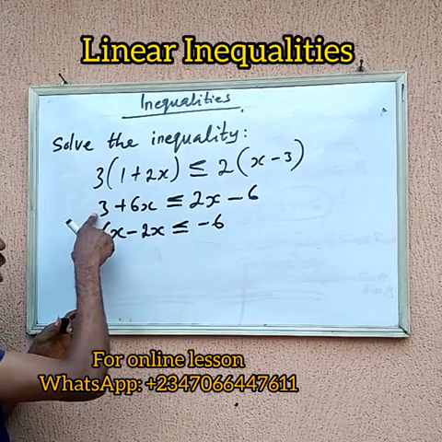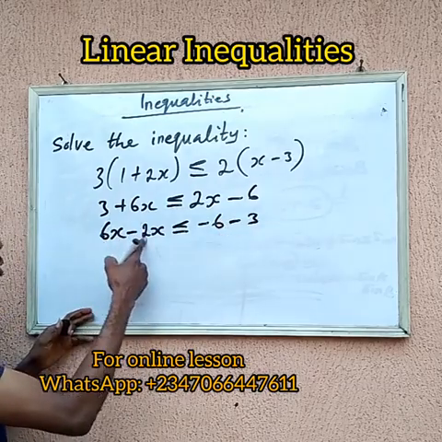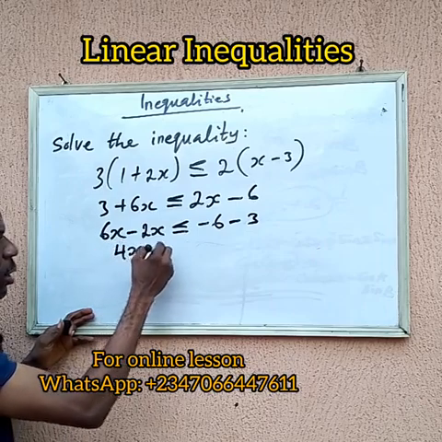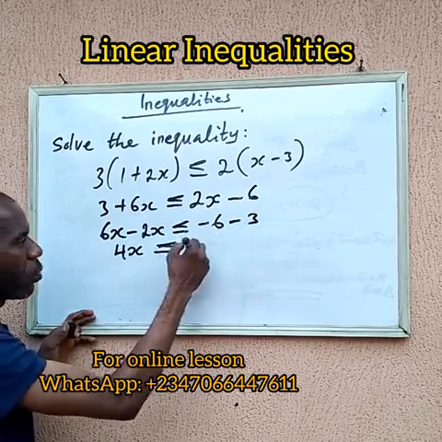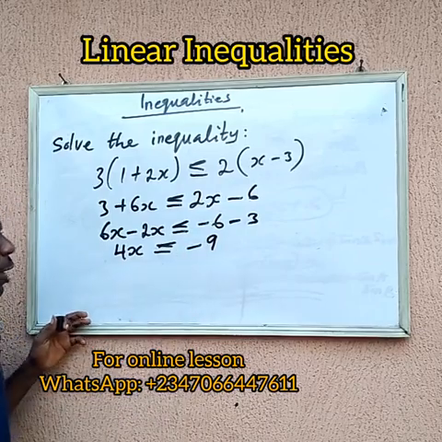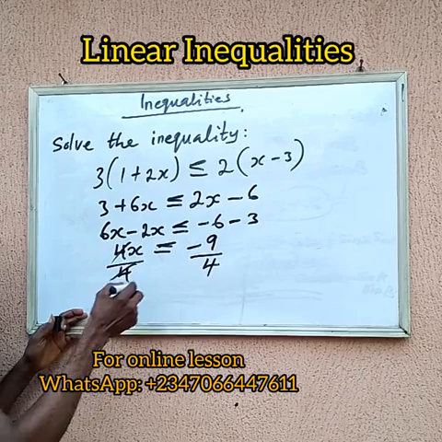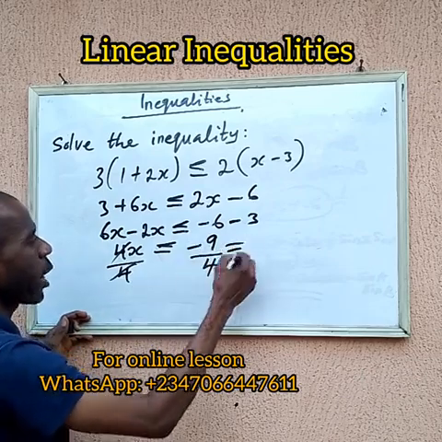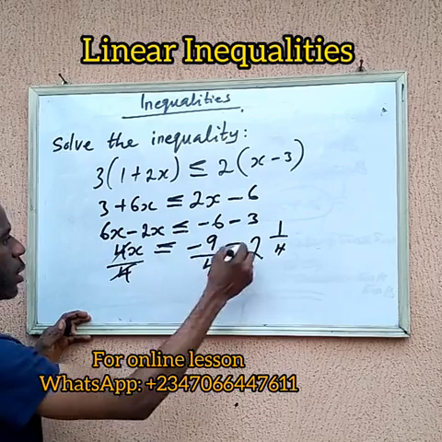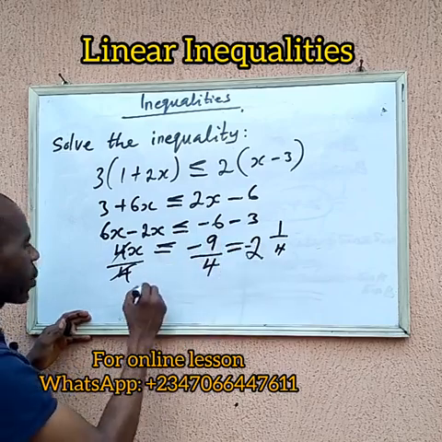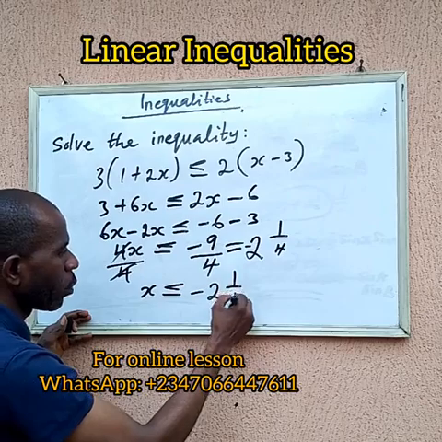Here, 3 is positive. As it crosses the inequality sign, it becomes negative 3. Here, this minus this gives us what? 4x. Then less than or equal to minus 6 minus 3, which is what? Minus 9. So for us to get x, we will divide both sides by 4. This will give us this. Then we are going to have here, 4 can only go twice. That is 2 whole number 1 over 4. So because of this negative here, we have a negative sign. So x is less than or equal to negative 2 whole number 1 over 4.